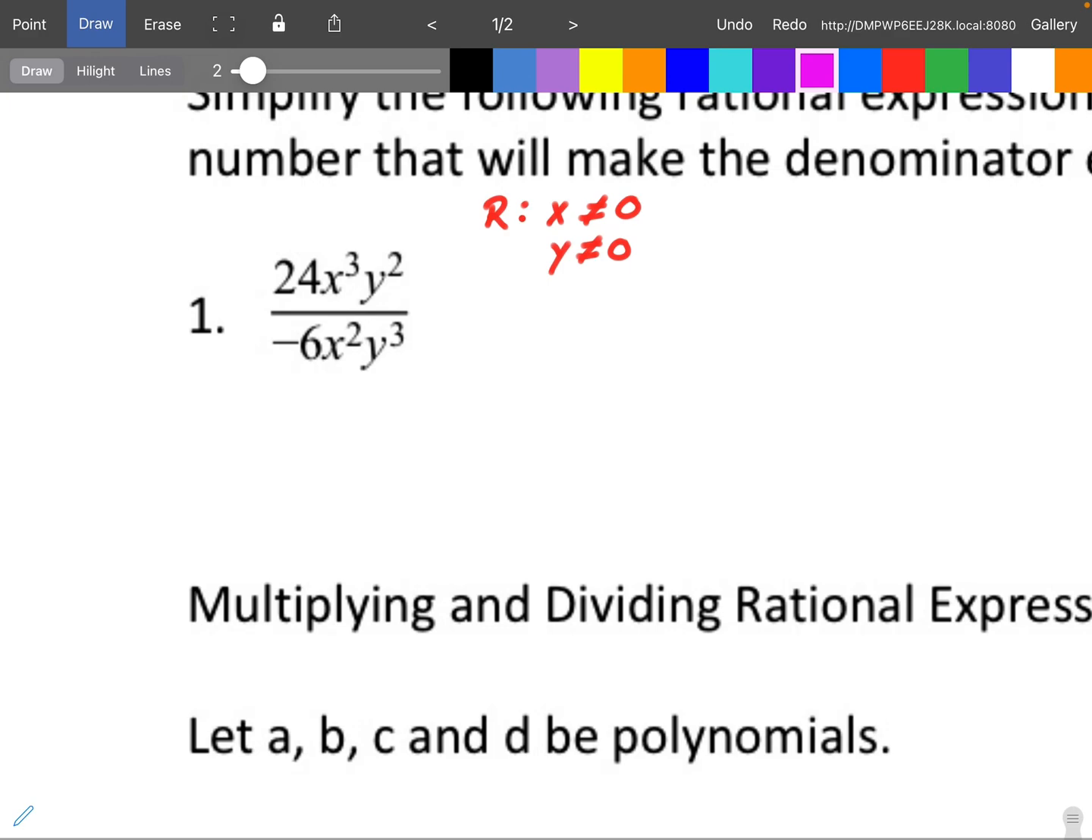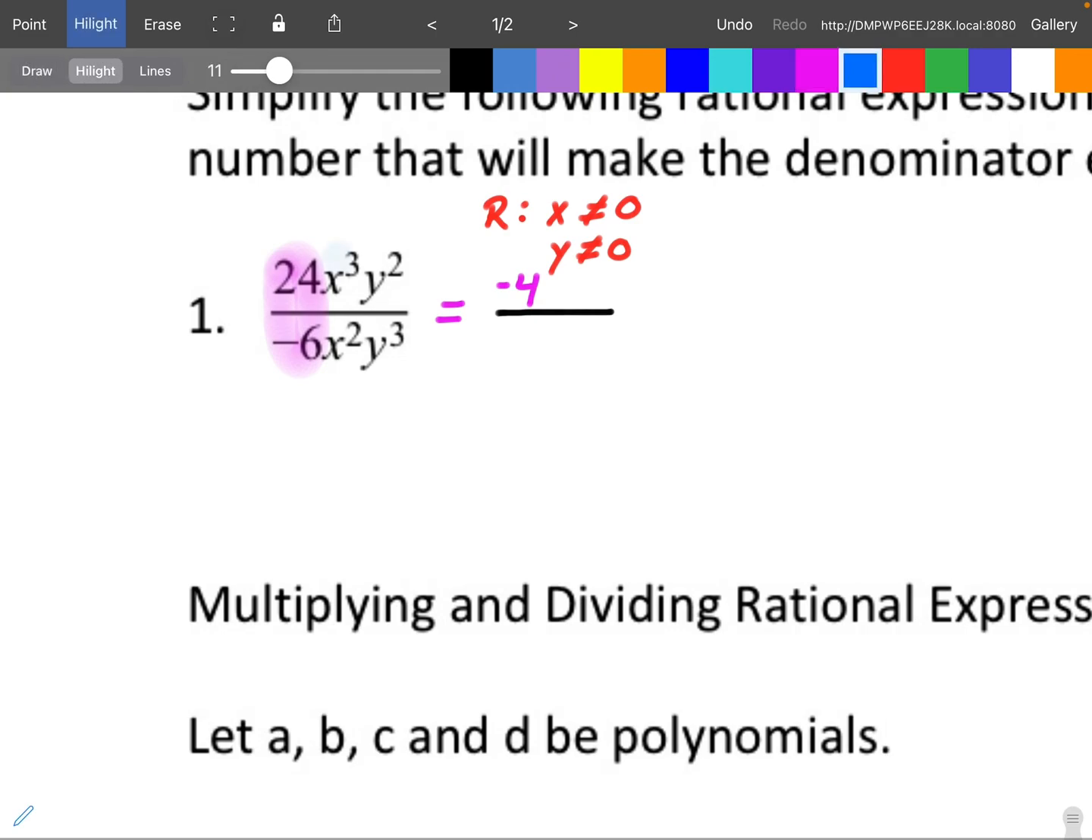So when we have one single term on top and one single term on the bottom, we're going to look at just simplifying each piece of this fraction. We're going to start with just the numbers. I'm looking at 24 divided by -6, and I'm going to go ahead and write my fraction because I don't know for sure where I'm going to need what. 24 divided by -6 is going to give us a -4. So we're going to put that -4 on the top.